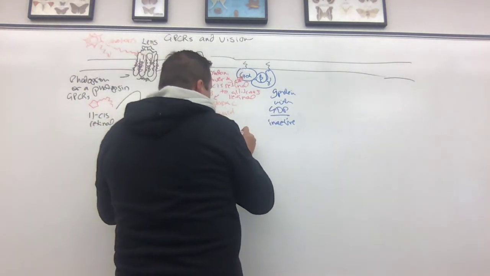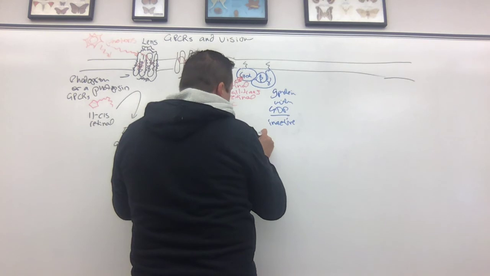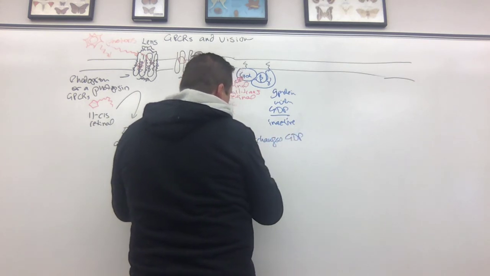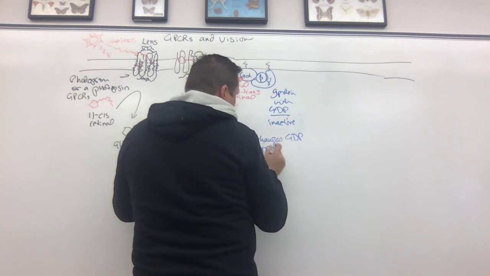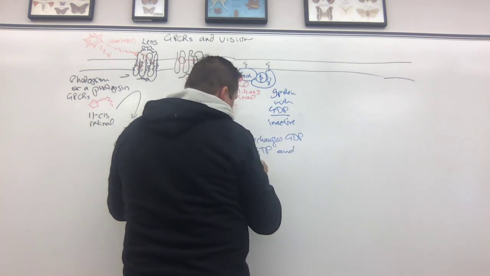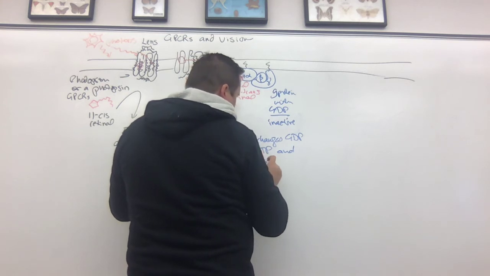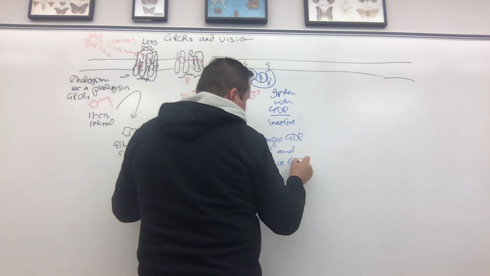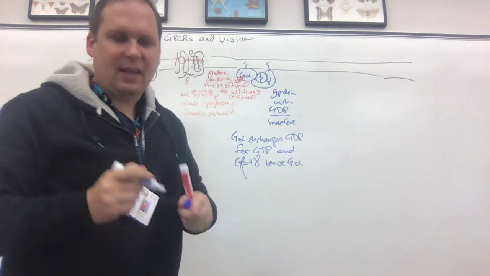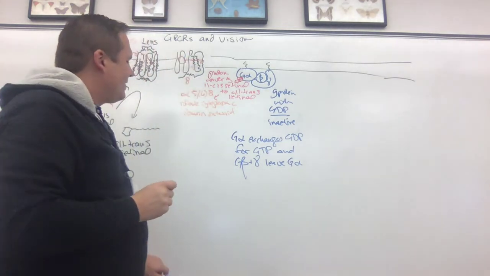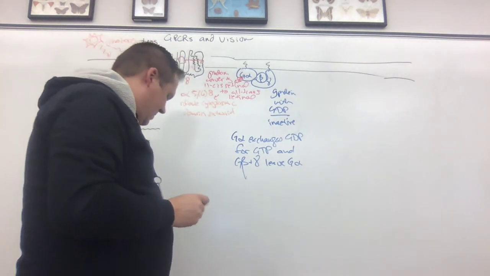So let's see, the G alpha exchanges GDP for GTP, and G beta and gamma will leave G alpha. And they'll go off and do other things, and we don't need to worry about those other things right now. Yeah. All right, so looking good.